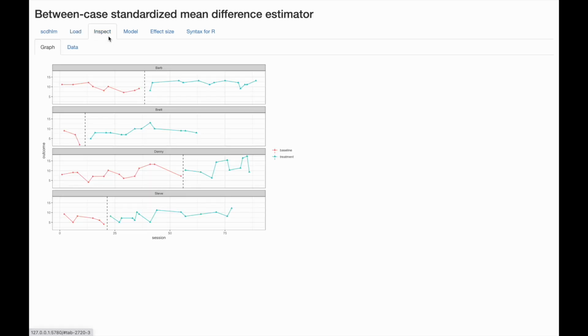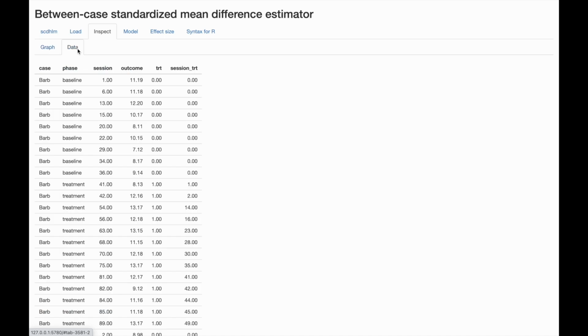Once I've got my data loaded in or selected, I can then click on Inspect to take a look at the graphs of my data. It's a good idea to compare the graph displayed here to the graph data from the original study to make sure that the dataset was uploaded accurately and that you've selected the design and variable names appropriately. Here, I can take a look at the Data tab to double check that.